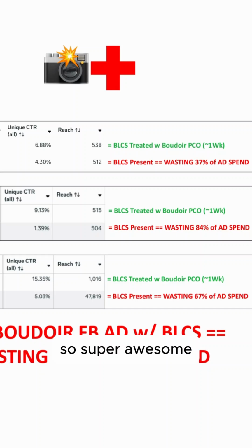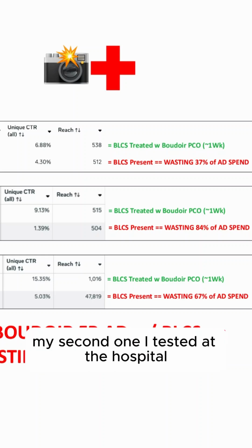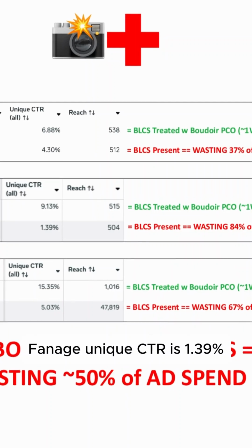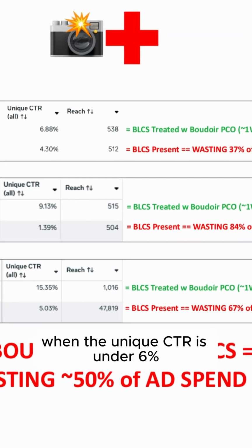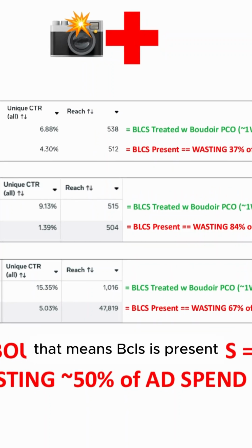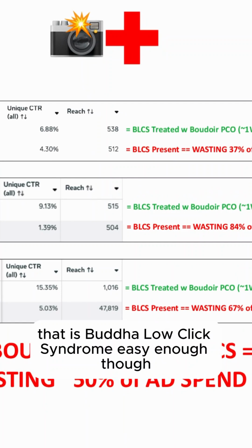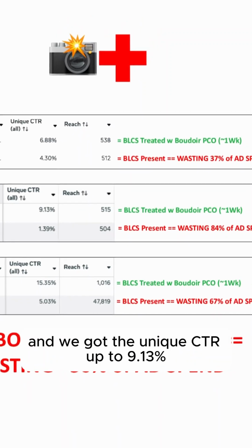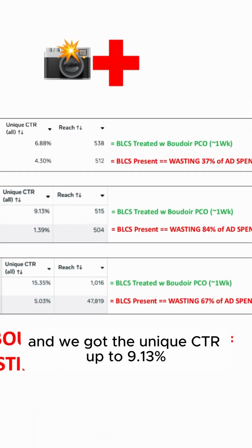So super awesome. Next we have my second one that I tested at the hospital, and found its unique CTR is 1.39%. When the unique CTR is under 6%, that means BLCS is present. That is Boudoir low click syndrome. Easy enough though, we can treat it with Boudoir Pico. It takes about a week. And we got the unique CTR up to 9.13%.